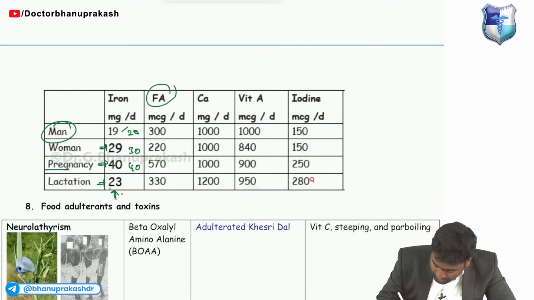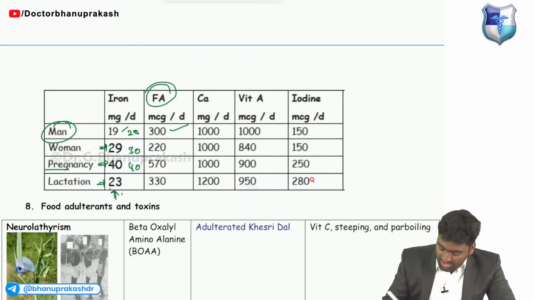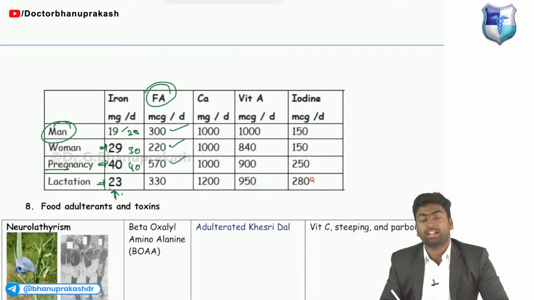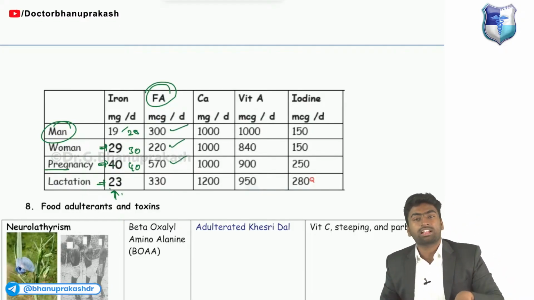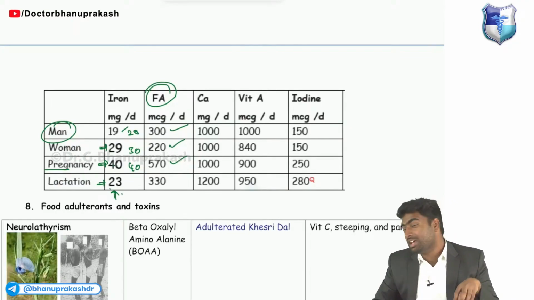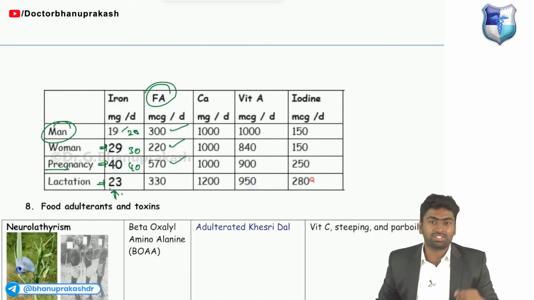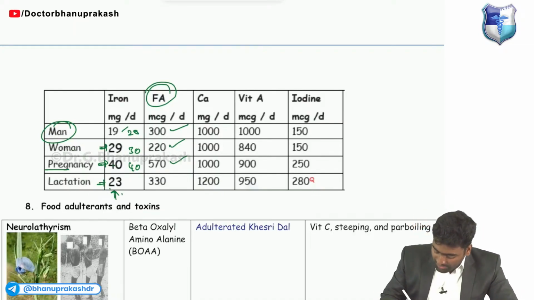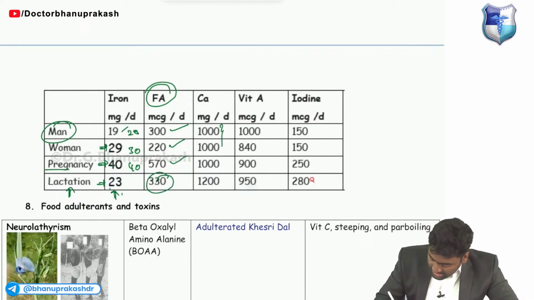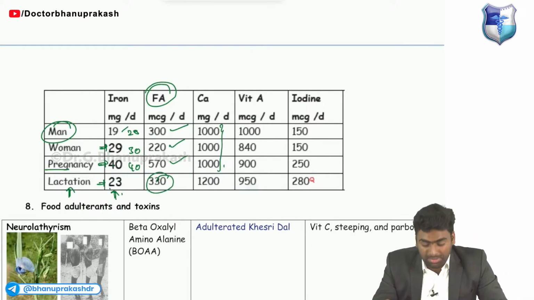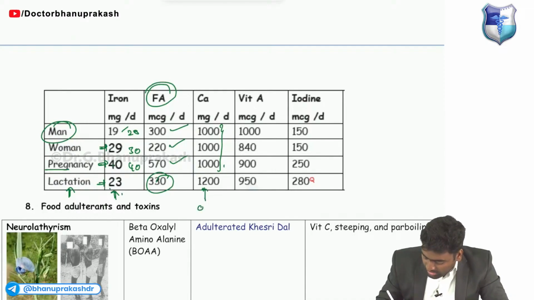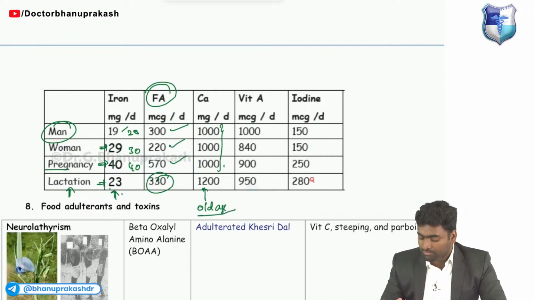Next, folic acid. For man it is 300, for woman it is 220, whereas in pregnancy it is more, it is 570. That's why we'll give supplementation of folic acid during pregnancy. We'll see how much we'll give based on the age in the anemia section. Whereas during lactation, we'll give 330. For rest of these conditions we'll use the same calcium, whereas for old age patients and on lactation, we'll give 1200 mg per day.